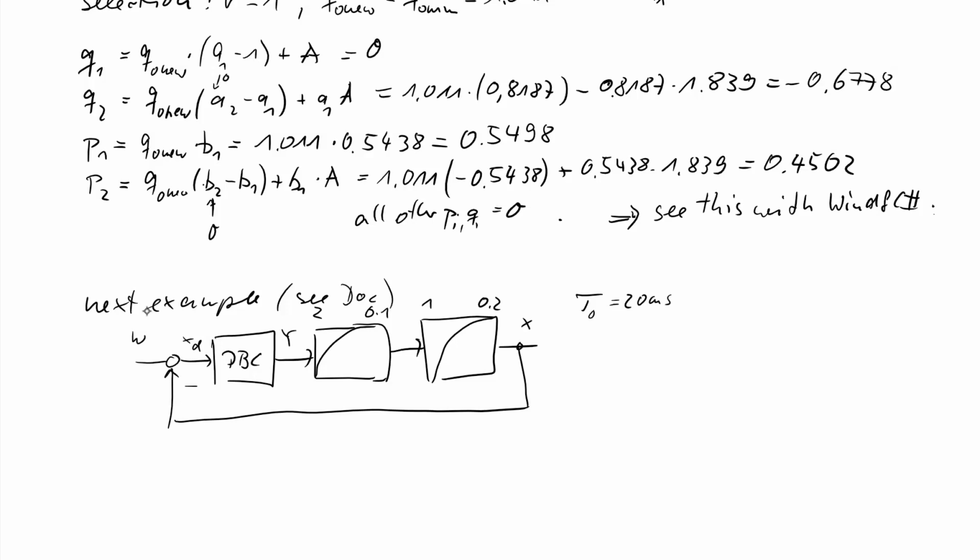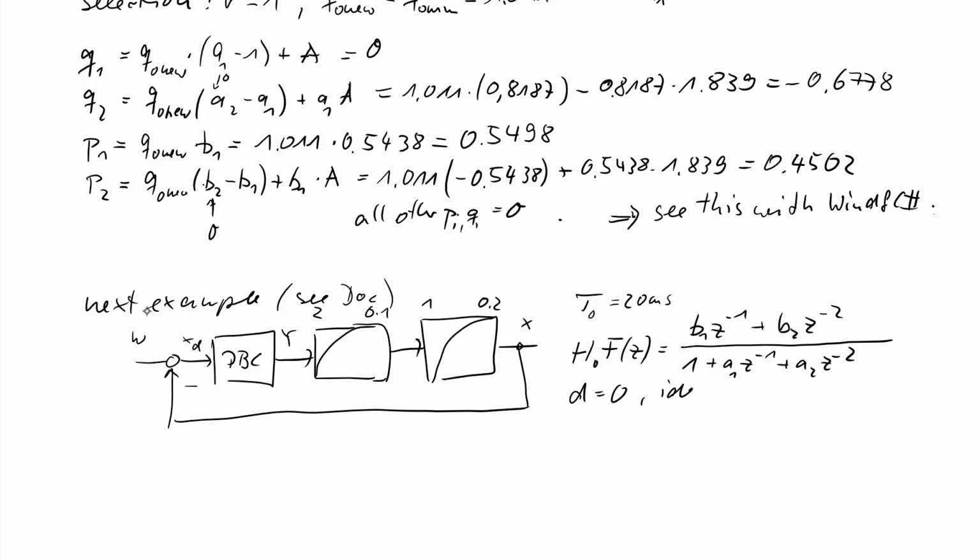First, we need the step response invariant filter version, which can be written as b1 z to the power of -1 plus b2 z to the power of -2, over 1 plus a1 z to the power of -1 plus a2 z to the power of -2. D should be 0, so I want to have just the ideal algorithm.